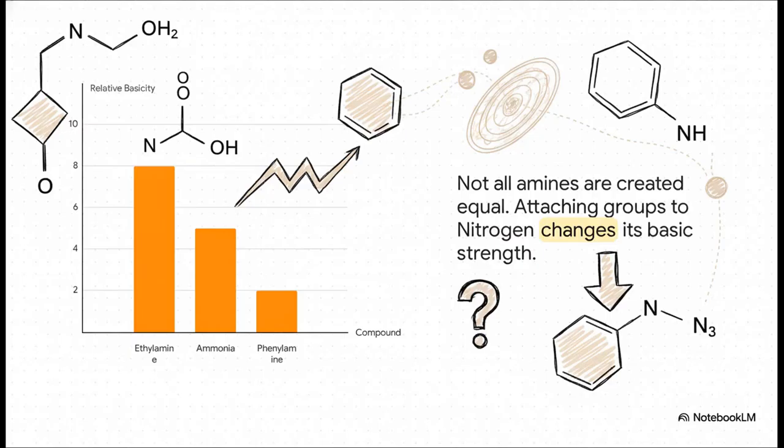Now here's where it gets really interesting. This chart shows us that not all amines are created equal, not even close. You've got ethylamine, which is a stronger base than plain old ammonia. But then you attach that same nitrogen to a benzene ring to make phenylamine, and its basicity just tanks. I mean, it plummets. Why? Why the huge difference? That's the puzzle we need to solve.